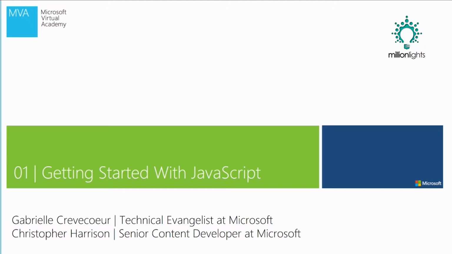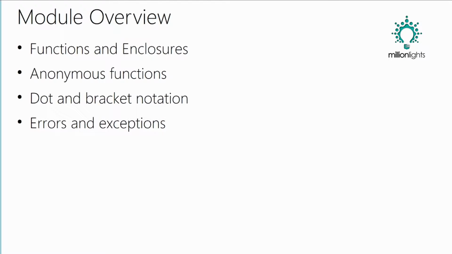So, getting started with JavaScript. In this module, we're really just going to go over different types of functions, different types of notations, and concepts that you all might know about, but don't really know the exact way to do in JavaScript. So we're just going to dive right in and get started. That's a perfect way to do it.